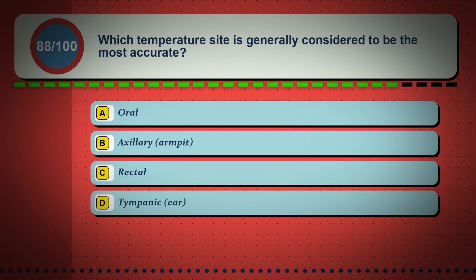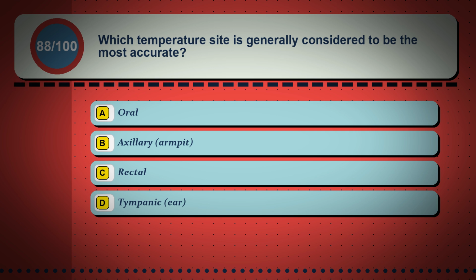Question 88. Which temperature site is generally considered to be the most accurate? Option A. Oral. Option B. Axillary, armpit. Option C. Rectal. Option D. Tympanic, ear.